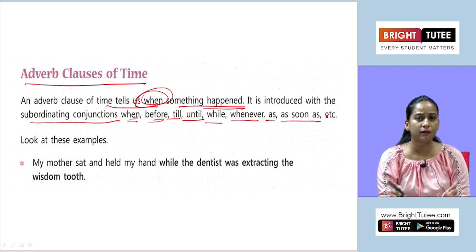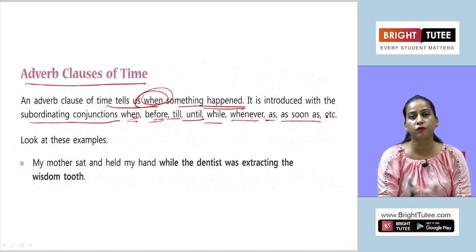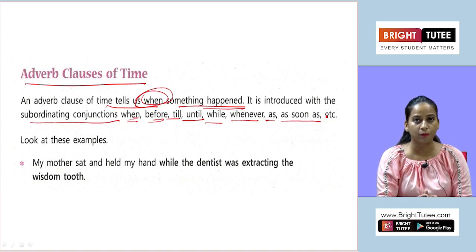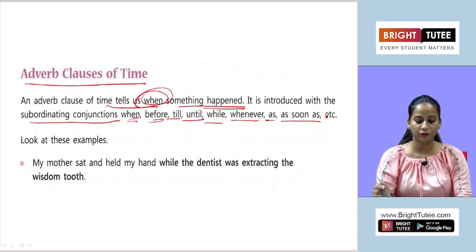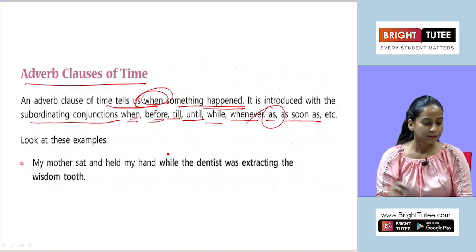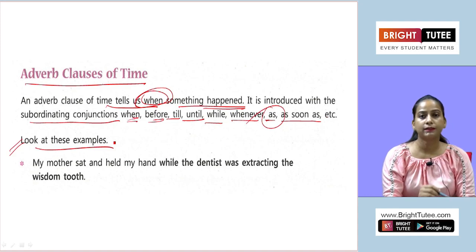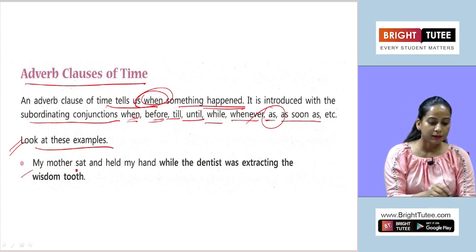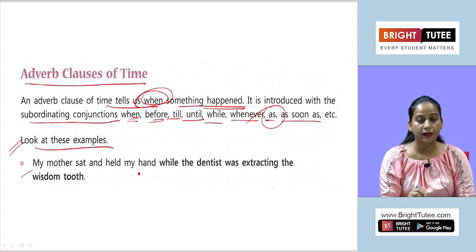Somewhere you might notice that a single conjunction could be used in different places. So yes, it can be the case. According to the need you have to use it. There is no hard and fast rule that a single conjunction will remain in only one type of clause. No, it can be used in different places also, as we have seen in the example of as. Now look at these examples, a few examples given to you, based on the adverb clauses of time. My mother sat and held my hand.